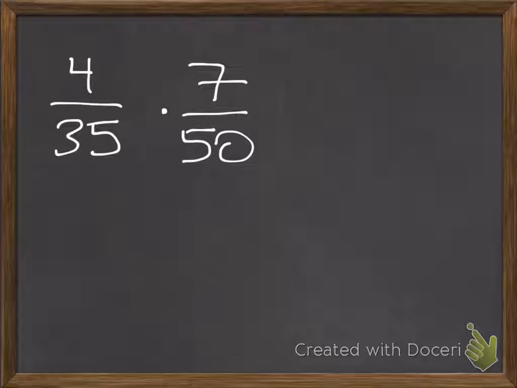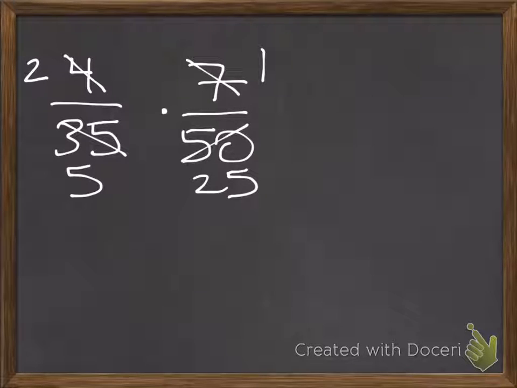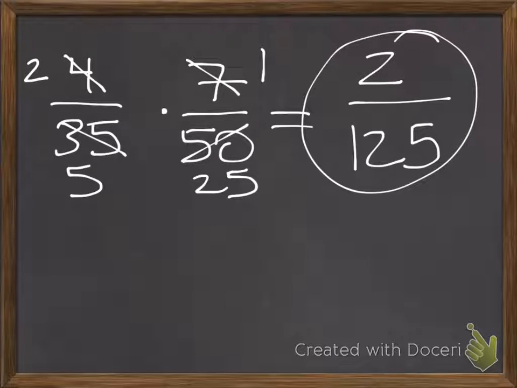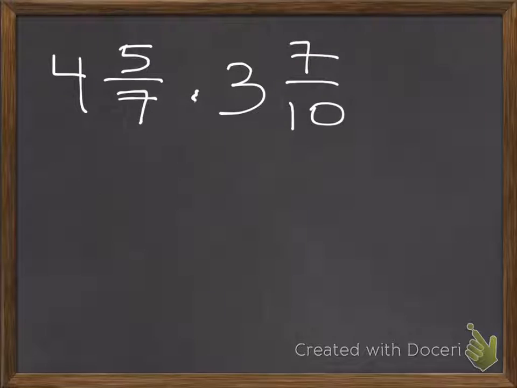Here we can simplify before we multiply, cross simplify. 7 goes into 35 5 times, and then I can divide 4 by 2 and 50 by 2. So we can simplify a little before we multiply. So 2 times 1 gives us 2, and 5 times 25 is 125, and that is as simplified as I can get it.